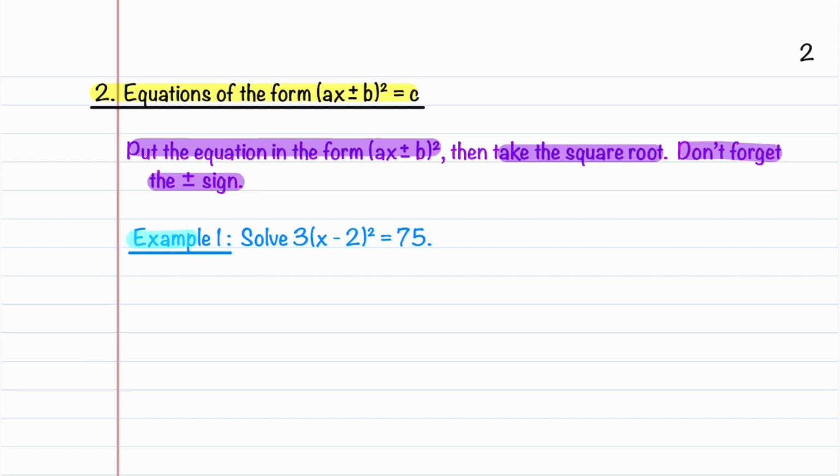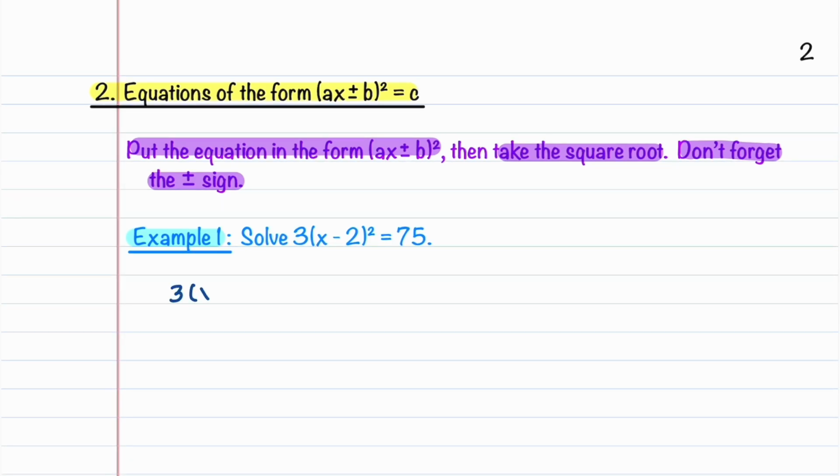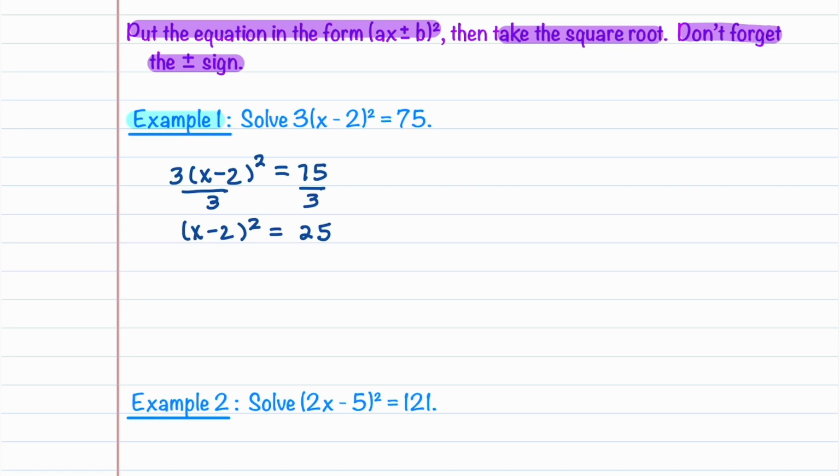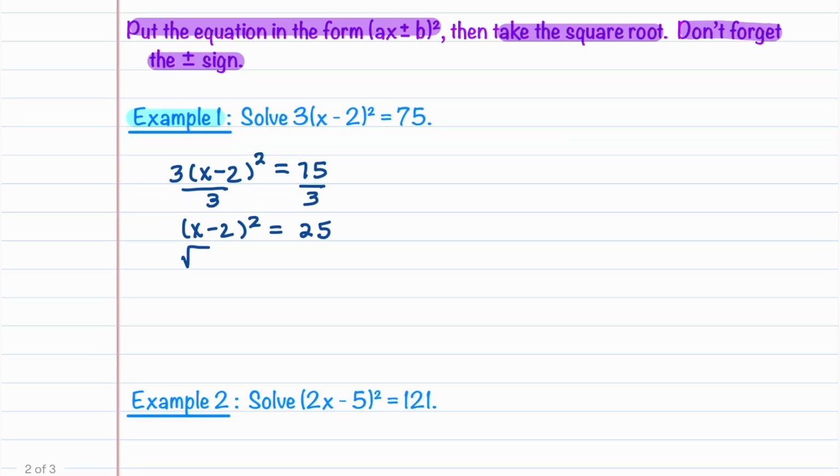Let's look at our first example. We'll write down the problem that we're going to solve. It's 3 times (x minus 2) quantity squared is equal to 75. We want to get the x term by itself, so we're going to divide by the constant. We'll divide both sides by 3. And then we get (x minus 2) squared is equal to 75 divided by 3, which is 25. Now we have a squared term on the left and a squared term on the right. So we're going to take the square root of both sides.